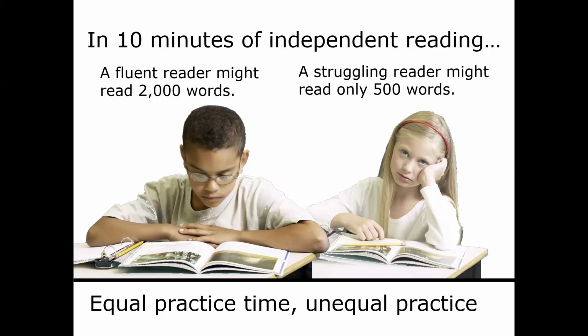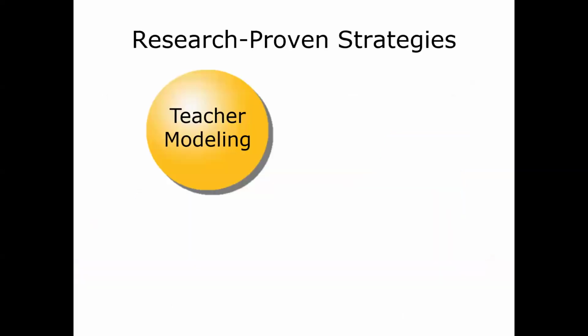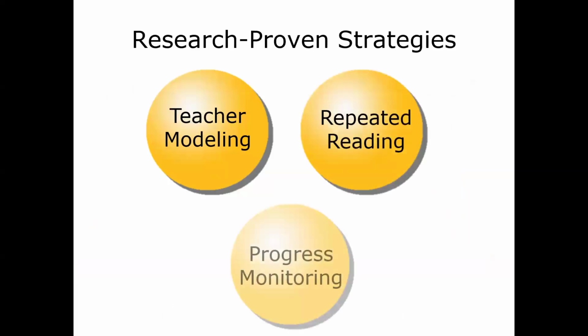In fact, this is a disparity of 7,500 words in just one school week, if this is the only time these two kids practiced, and we know the difference there. So Read Naturally is a system that combines teacher modeling, repeated reading, and progress monitoring into one strategy.